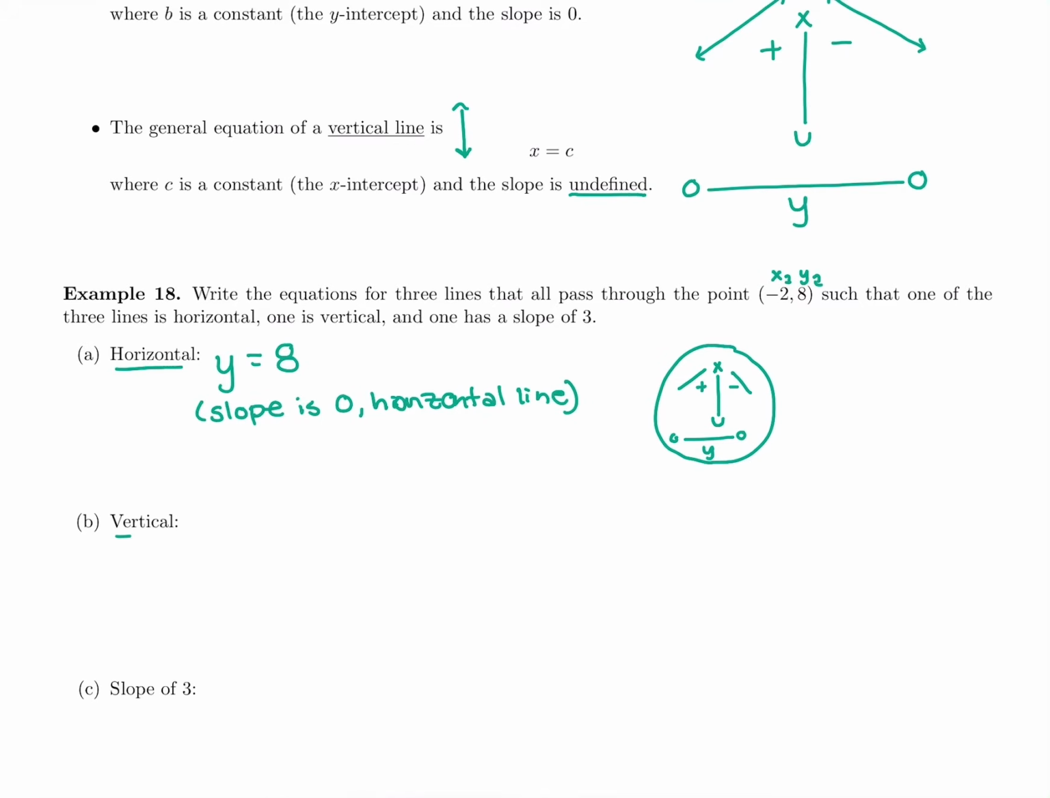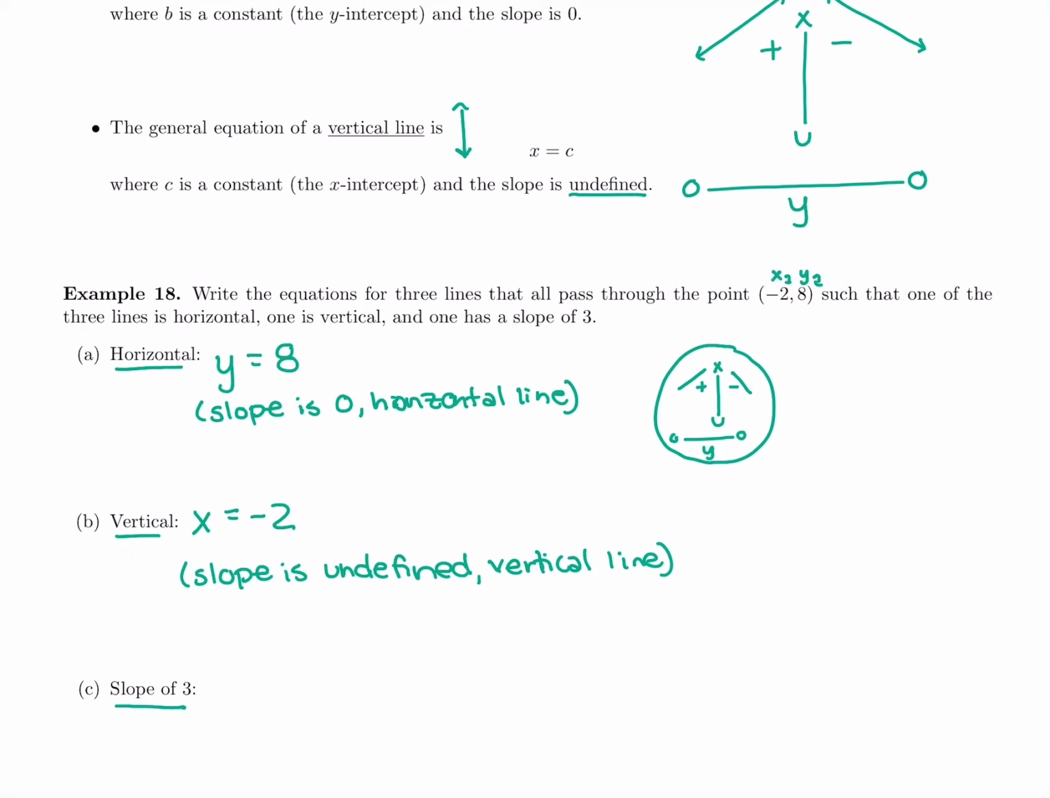A vertical line, well, vertical is our nose on this smiley face. The slope is going to be undefined, and it's going to be an x equals the x value of the point. So in the point -2, 8, the x value is -2. And just some details, we know that the slope is undefined, and that's true because it is a vertical line. All vertical lines have undefined slopes.